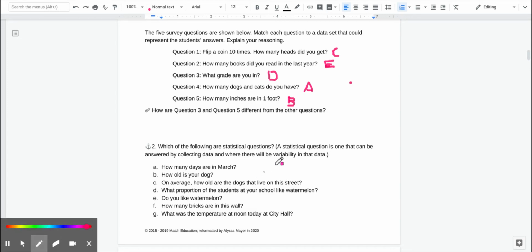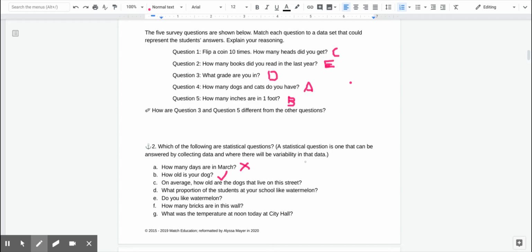So, how many days are in March? Well, we're going to get one answer all the way across, no matter who we ask. If they're answering it correctly, one answer. So no, that doesn't give us a data set, so it's not a statistical question. How old is your dog? Well, for everybody who has a dog, their dogs are probably a slightly different age, so that would give us a data set. On average, how old are the dogs that live on this street?